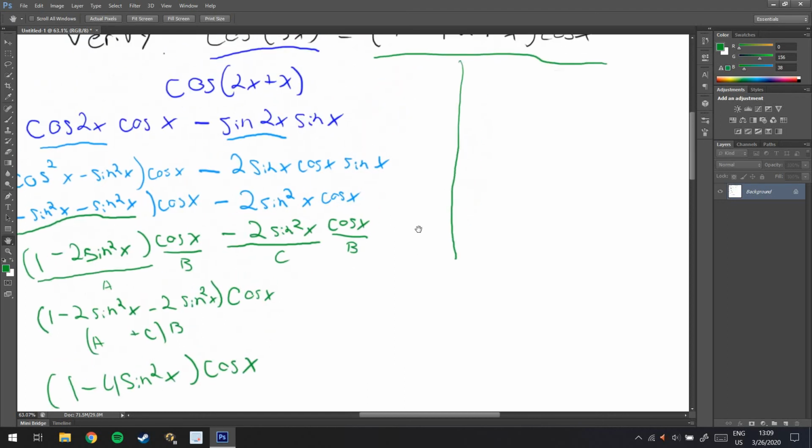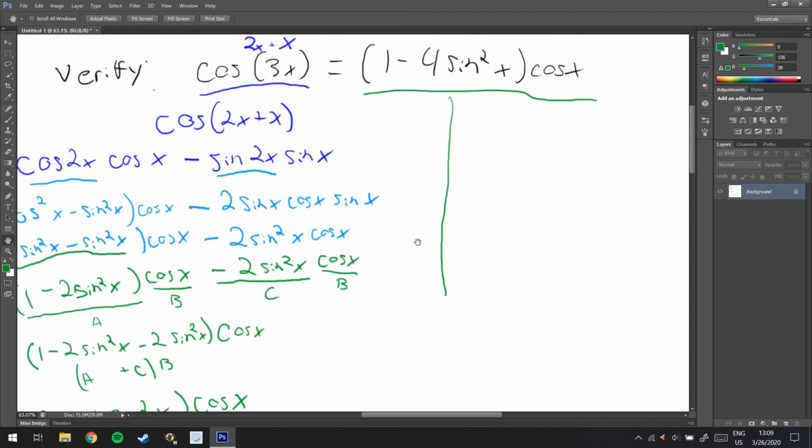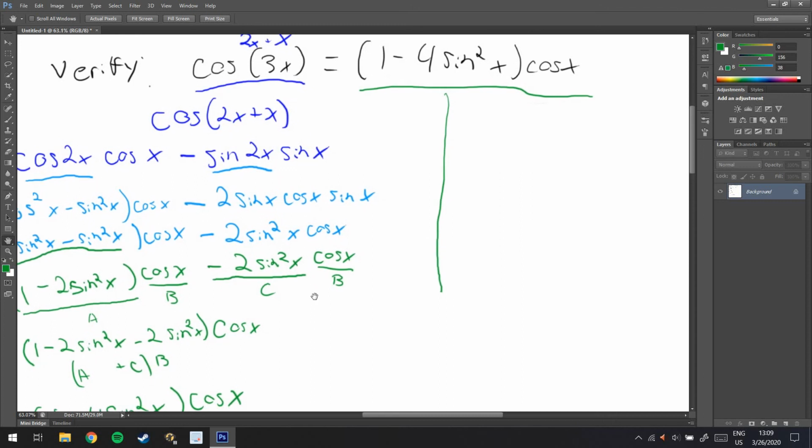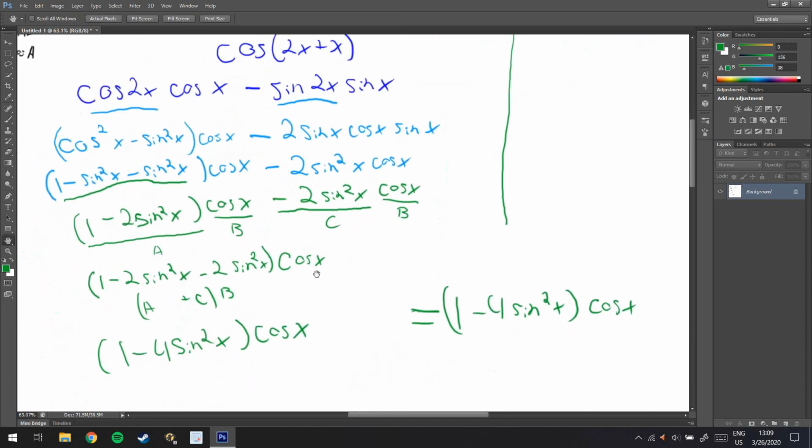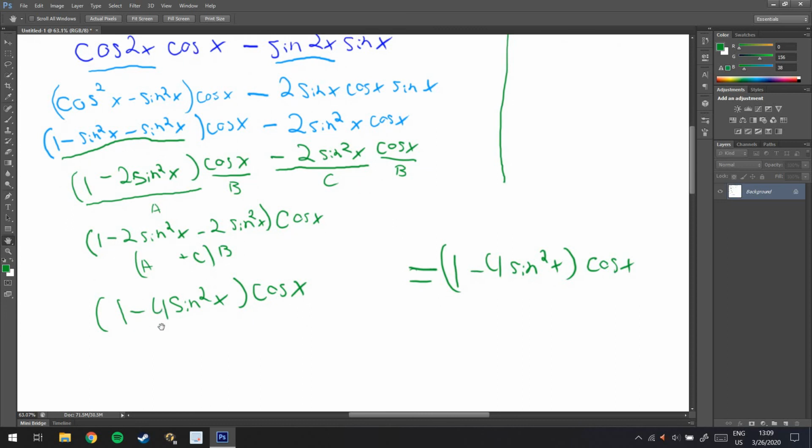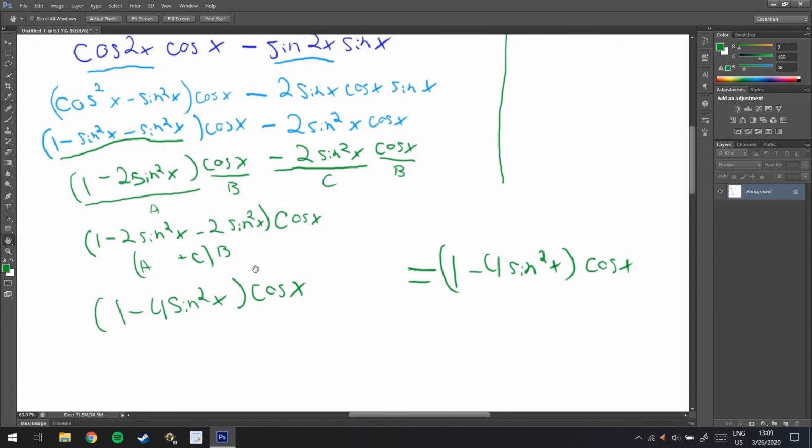And this is what we wanted. We need to verify, I should say, that cosine 3x is equal to 1 minus 4 sine squared x, all times cosine of x, which with trig identities and algebra we got. So this is, I'm going to choose a fun color right now. Let's do light blue. This is true.